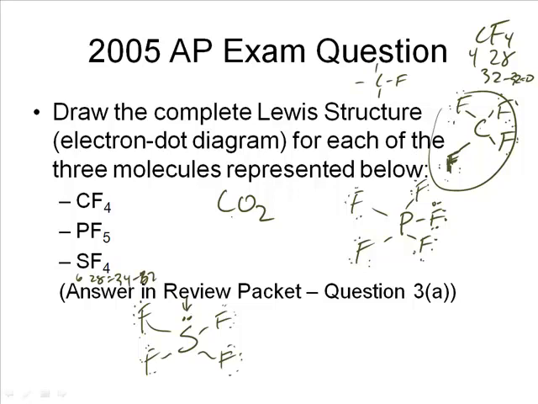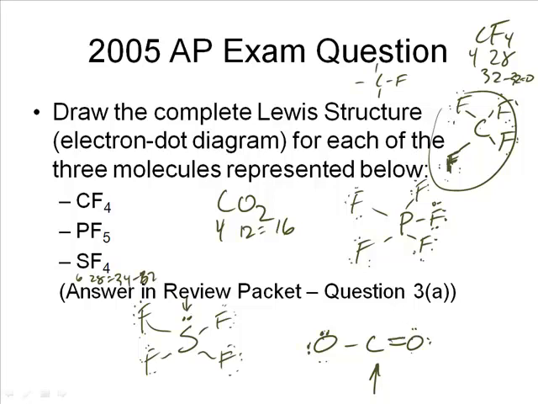Now the last one, CO2. So CO2, carbon has 4, oxygen has 6. There's 2 of them, that's 12. That makes 16. So we've got carbon, oxygen, oxygen, a single bond. And you'll see here that we've used all 16 of our electrons. We have none left over. So the central carbon does not have 8 though. So that's where we have to come in, take our 2 that were out here and put them into here.